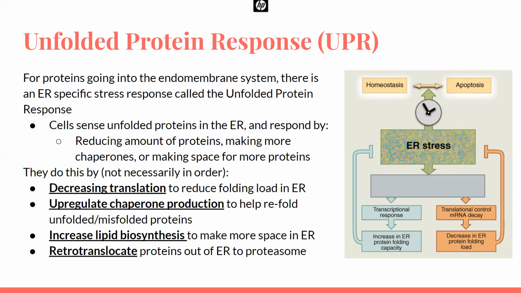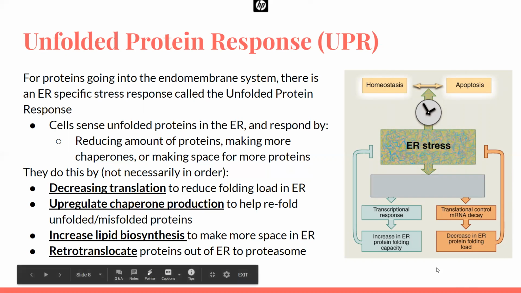Once these three steps occur, the proteins are retrotranslocated out of the ER to the proteasome. That's a big step in the UPR, because there are no proteasomes in the ER. The ER has to ship the proteins out of it so they can be sent to the proteasome in the cytosol for degradation.